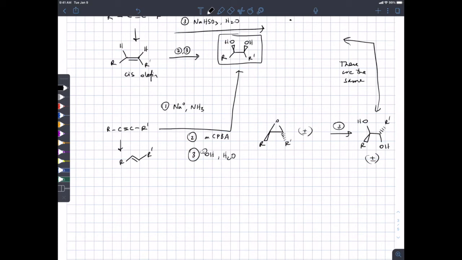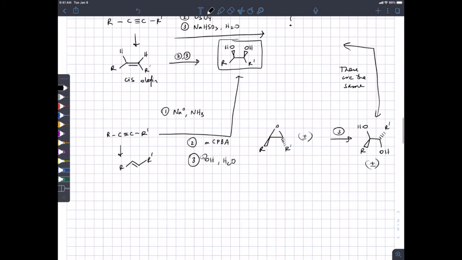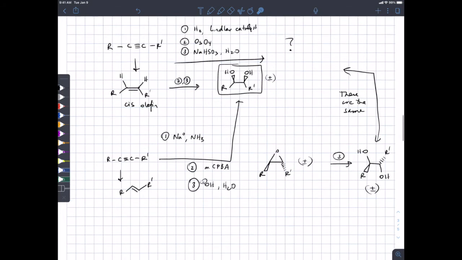Hopefully you can see that by rotating around that carbon-carbon bond, those two are the same product. And in the first reaction, one thing I should have noted as well is that you would get both enantiomers because both top and bottom faces of the olefin are the same.